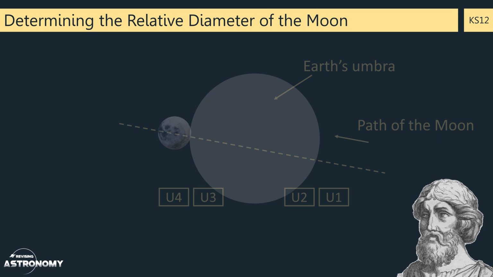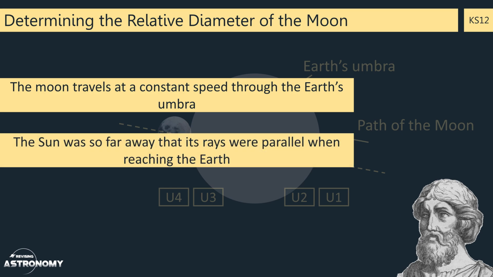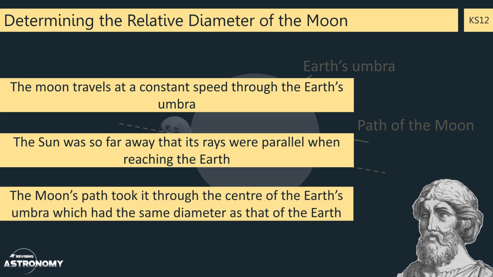Now, there are a few assumptions that Aristarchus was working with. These are that the moon travels at a constant speed through the Earth's umbra. It doesn't speed up or slow down. He also assumed that the sun was so far away that the rays were parallel when reaching the Earth. And this was important as it would mean that the shadow cast, the umbra, would have the same diameter as that of the Earth. And lastly, that the moon's path would take it through the centre of the Earth's umbra, which had the same diameter as that of the Earth.